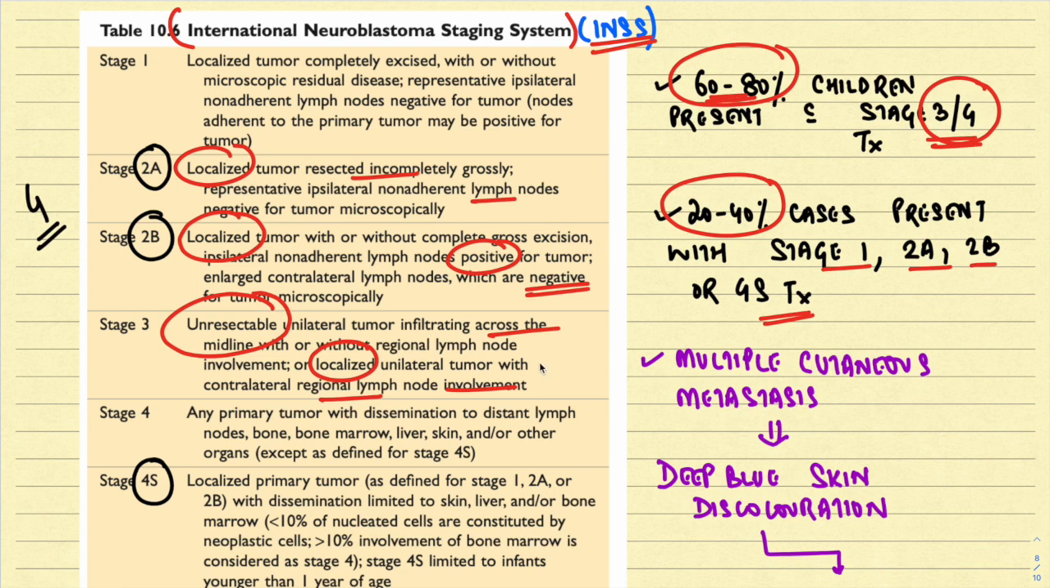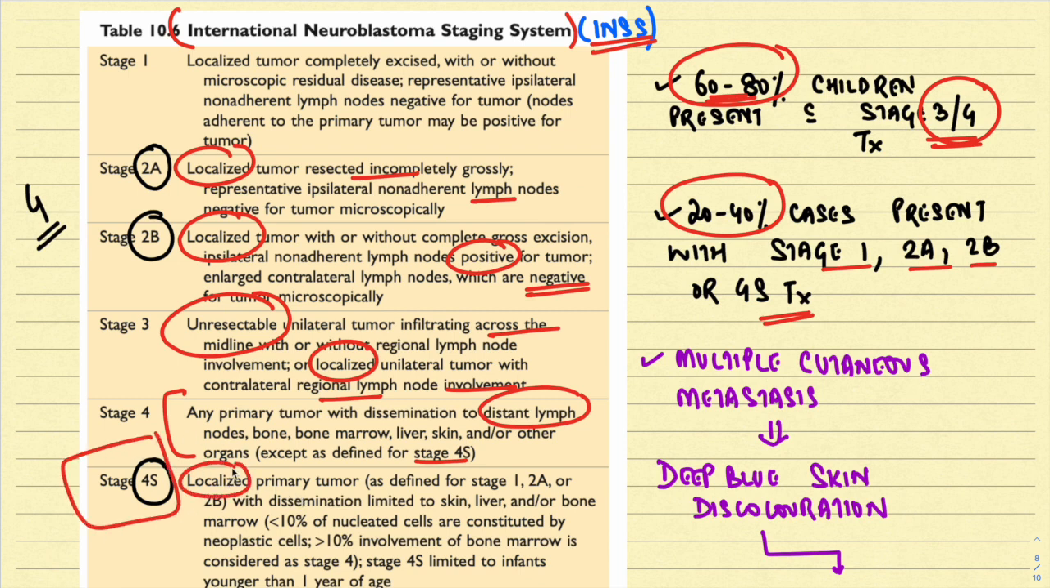So anywhere, if the tumor is unresectable, then it becomes stage 3, or if it is localized with contralateral lymph node involvement, then it is also stage 3. Any primary tumor with dissemination to the distant lymph nodes, bone, bone marrow, liver, skin and or any other organ, except that which is defined for stage 4S, is called stage 4. So we have to understand what is stage 4S.